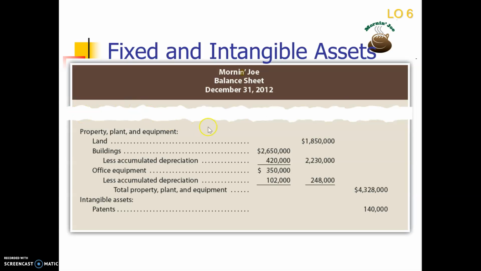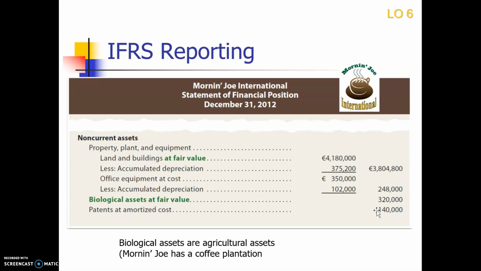So again, I've already gone over this, and this is also in the textbook. This is the balance sheet presentation for our property, plant, and equipment. And then your intangible assets here, they have the intangible asset patent that's being shown at its book value. Under international reporting standards, they show things a little bit differently. They record at fair value as opposed to cost. So that is a big difference actually between US GAAP and the international standards. Okay. And they call their balance sheet the statement of financial position.